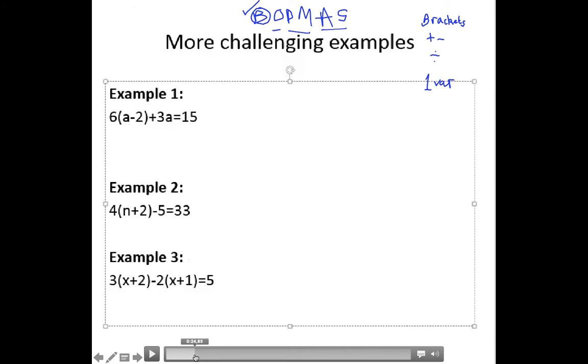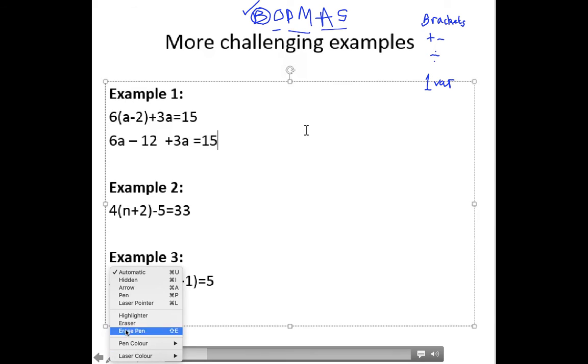The first thing we're going to do is expand the brackets. So we need to do an eyebrow and a smile. 6 times A is 6A, 6 times 2 is minus 12, plus 3A equals 15. Now, we can start moving the addition and subtraction straight away, but actually there's one more step we can do before this, which I need to add in here.